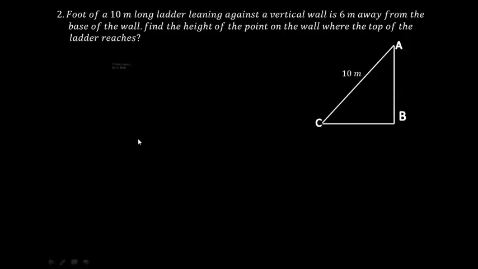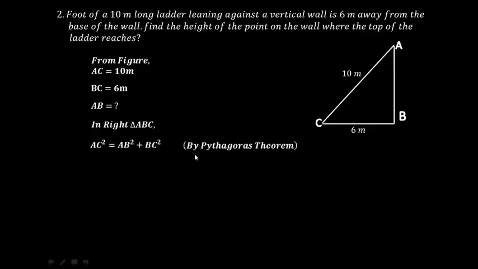Now according to the question, the length of the ladder is 10 meter, which is AC. BC is equal to 6 meter. We need to calculate the value of AB. From this figure we can say that AC is the hypotenuse, AB is the perpendicular, and BC is the base. Now we'll apply the Pythagoras theorem in right triangle ABC. According to the Pythagoras theorem, AC square is equal to AB square plus BC square, that is hypotenuse square is equal to perpendicular square plus base square.